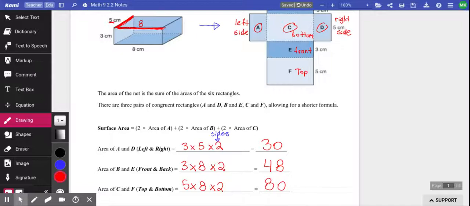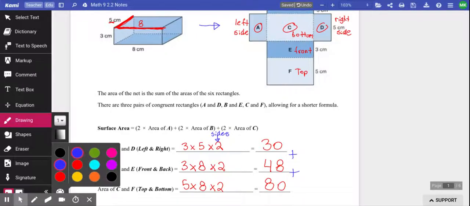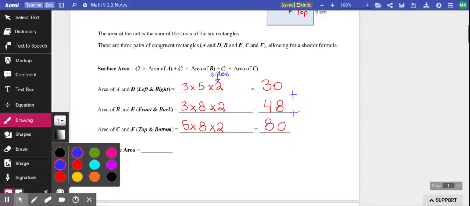That then gives you the area of all 6 sides. You just want to add them together to get your total surface area of a shape. In our case, you get 158.